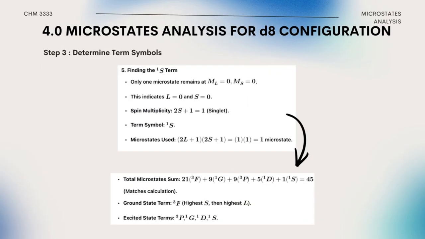1G, 1D, and 1S. According to Hund's rule, the term with the highest multiplicity and highest L value is the ground state. Therefore, 3F is our ground state term. This is crucial because our electronic transitions will start from the ground state.